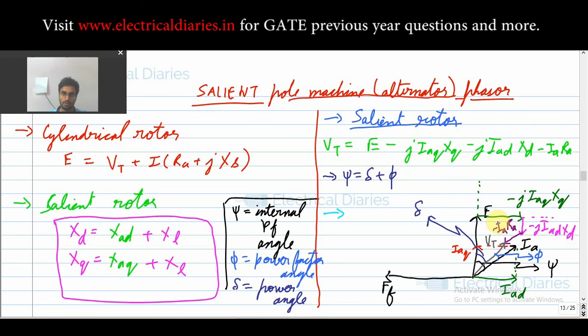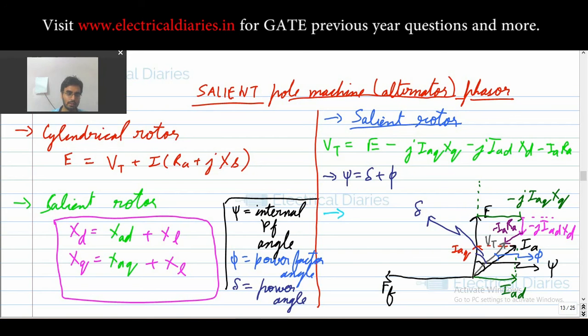So I hope you now get the phasor diagram very clearly. Just remember your q axis is perpendicular to your field MMF, so you won't get confused in this IAQ. That is the only tricky part. Rest of the phasor diagram is over. So this should also be in your mind.